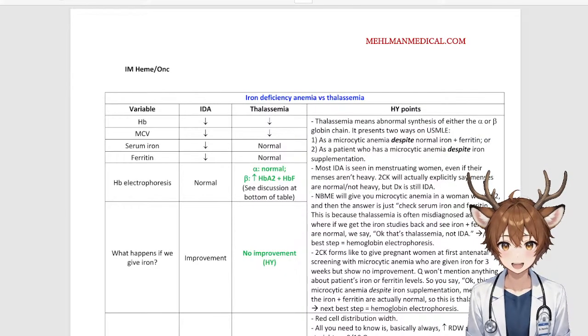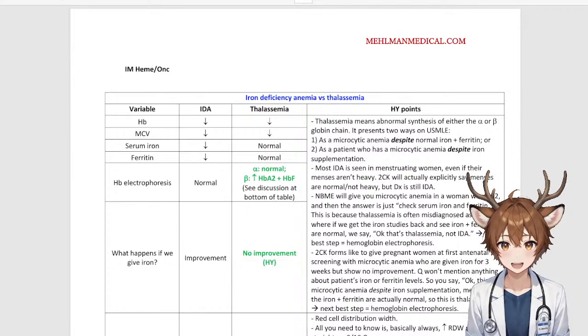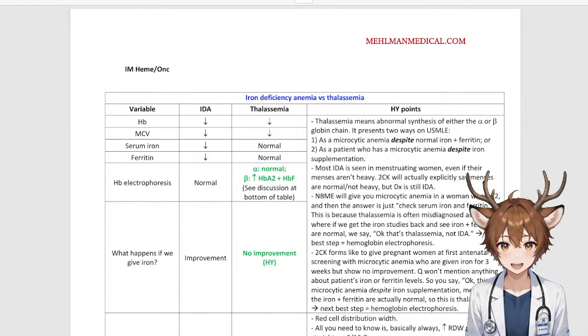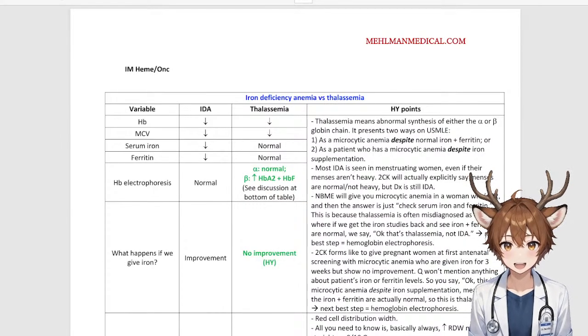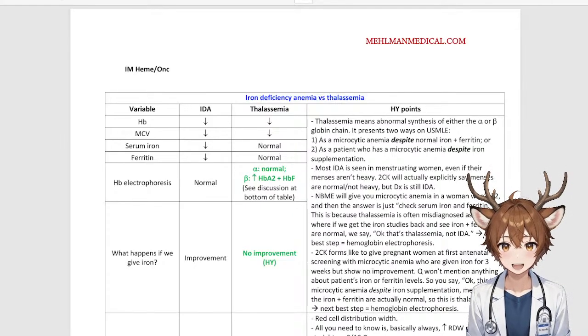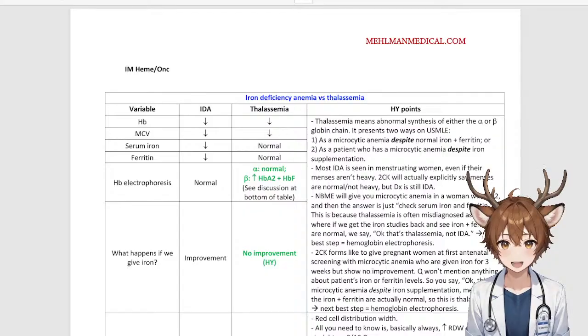Anyway, what happens if we give iron to the patient? Well, if you have IDA, iron deficiency anemia, then you're going to have improvement because you were deficient in iron. But what about with thalassemia? It doesn't really improve anything because it's not an iron deficiency. It's thalassemia. So what are the high yield points? We want to know about this stuff. So far, thalassemia means abnormal synthesis of either the alpha or beta globin chain.